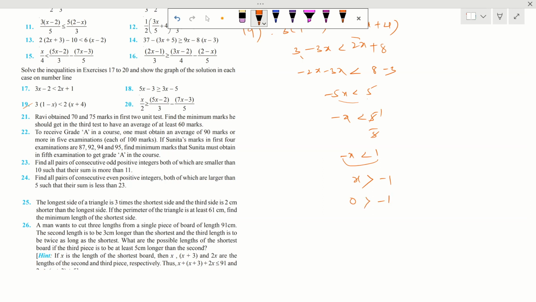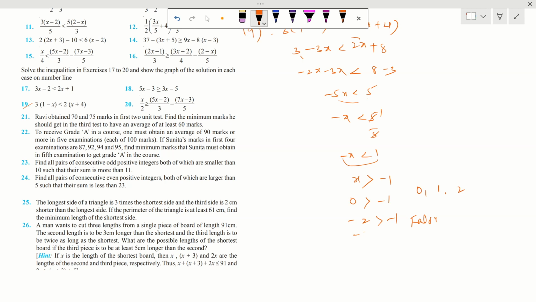But next to the minus 1, if we take minus 2, minus 2 is not greater than the minus 1, right? Minus 2 is not greater than the minus 1. This is a false statement. We cannot take minus 2, minus 3. So 0 is greater than minus 1, and we can say 1 is greater than minus 1, 1, 2, 3. These are greater than the minus 1.